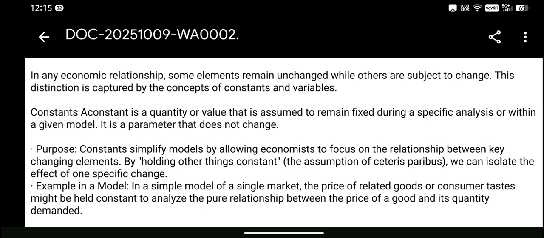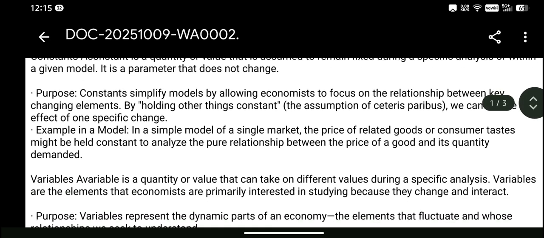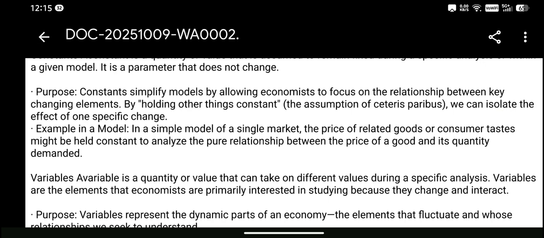A constant is a quantity or value that is assumed to remain fixed during a specific analysis or within a given model. It is a parameter that doesn't change. Purpose: constants simplify models by allowing economists to focus on the relationship between key changing elements by holding other things constant. The assumption of ceteris paribus. We can isolate the effect of one specific change.